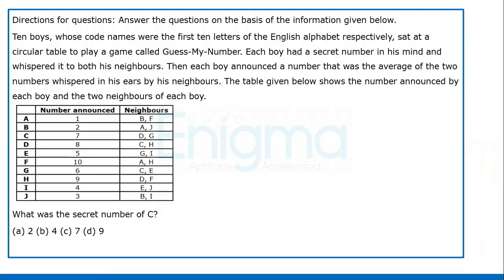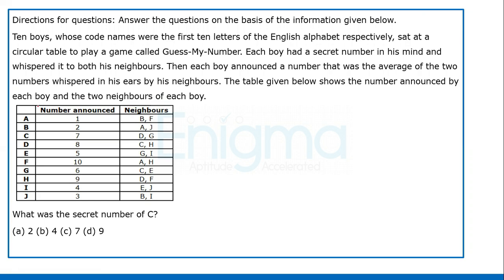10 boys whose code names were the first 10 letters of the English alphabet, respectively, sat at a circular table to play a game called Guess My Number. Each boy had a secret number in his mind and whispered it to both his neighbors. Then each boy announced a number that was the average of the two numbers whispered in his ears by his neighbors. The table given below shows the number announced by each boy and the two neighbors of each boy.